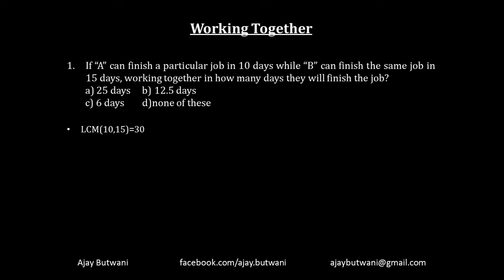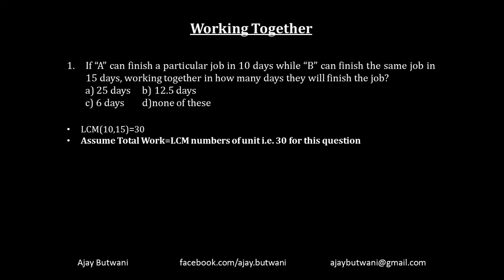least when we are talking about working together, works and wages, pipes and cisterns, efficiency questions, this is the common step which we are going to do. That is, we will assume the total work is going to be LCM number of units. For this particular question it is 30 units. Now what do you mean by total work is of 30 units?